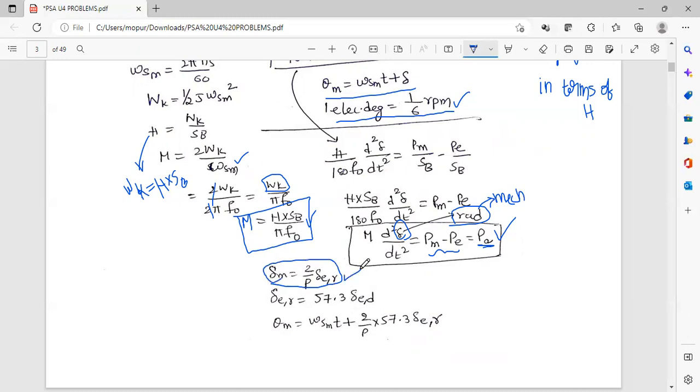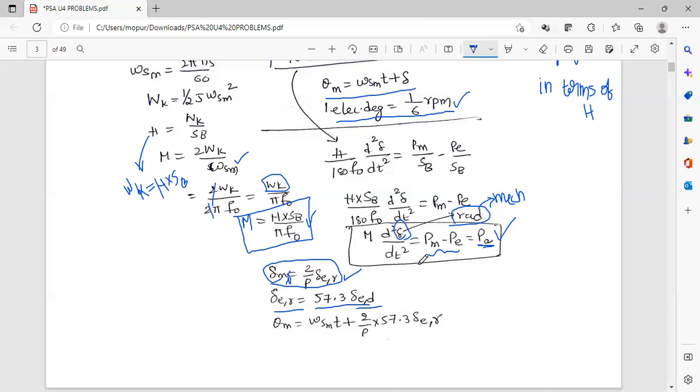I explained this derivation when I was explaining the swing equation. So to understand the relation between mechanical radians and electrical radians, you can refer to the detailed derivation of the swing equation. Now you have converted these mechanical radians into electrical radians. Now after converting this into electrical radians, what should we do? We should convert these electrical radians into electrical degrees. 1 radian is equal to 57.3 degrees. So δ in electrical radians is equal to 57.3 times δ in electrical degrees.